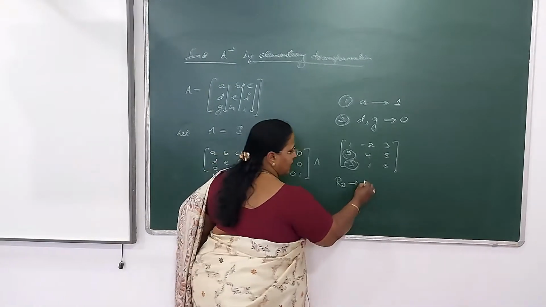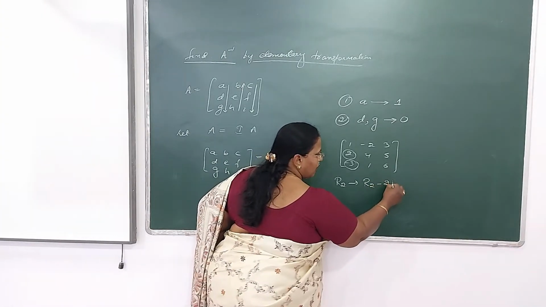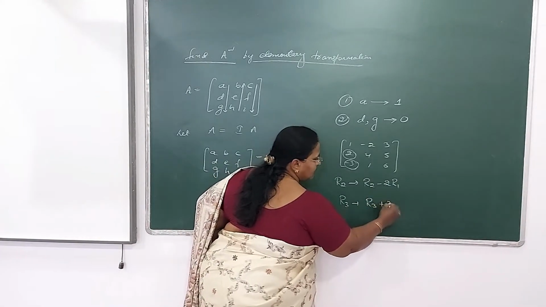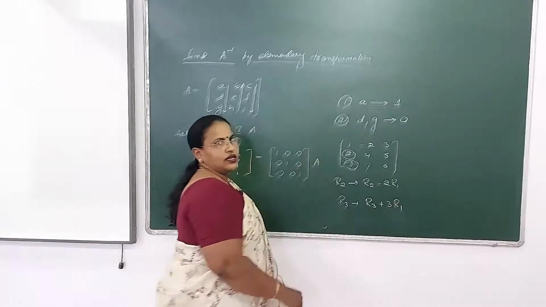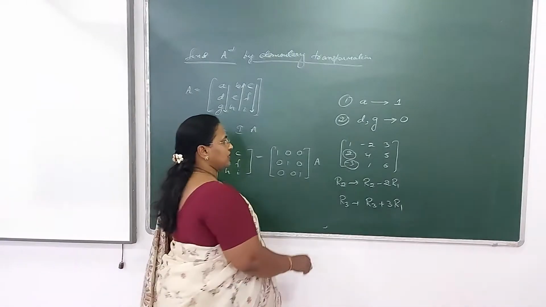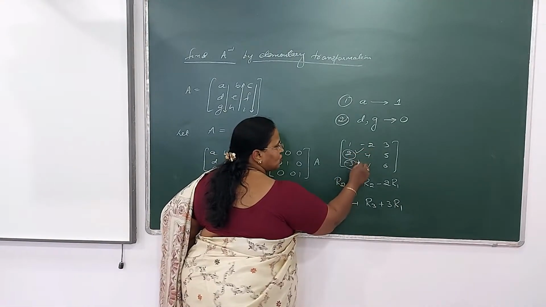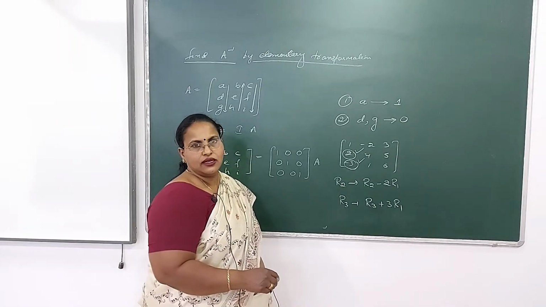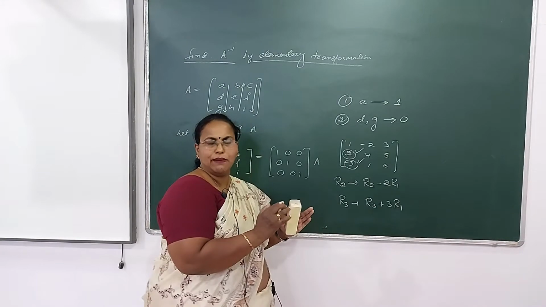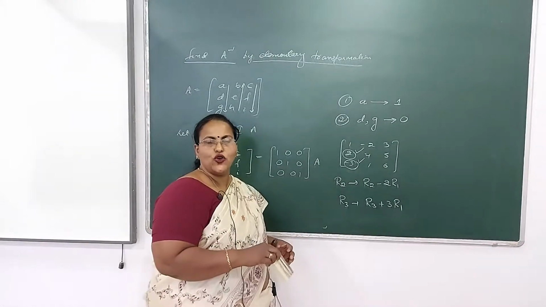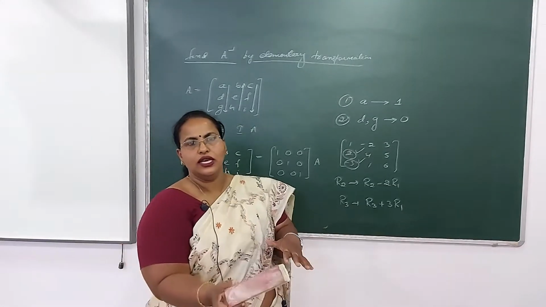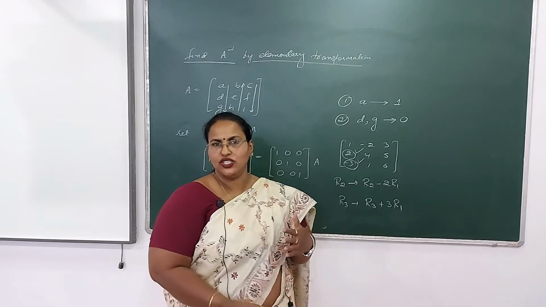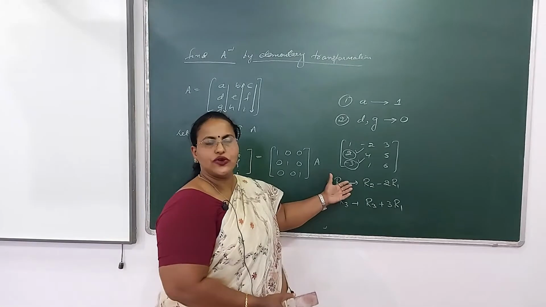R2 replaced by R2 minus 2R1 and R3 replaced by R3 plus 3 times R1. So if you are going for this particular option, then by these two operations, these two positions can be made 0 very easily. It is simple logic, a simple concept. First of all, you will be making the diagonal element 1, and then in the very next step you will be making the non-diagonal element 0.